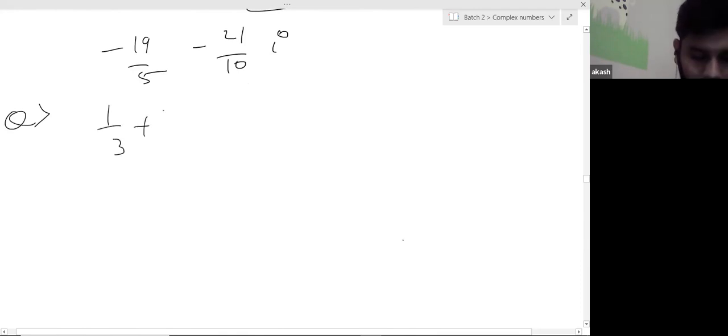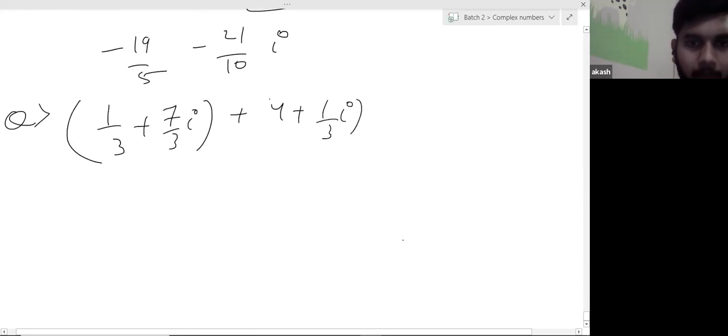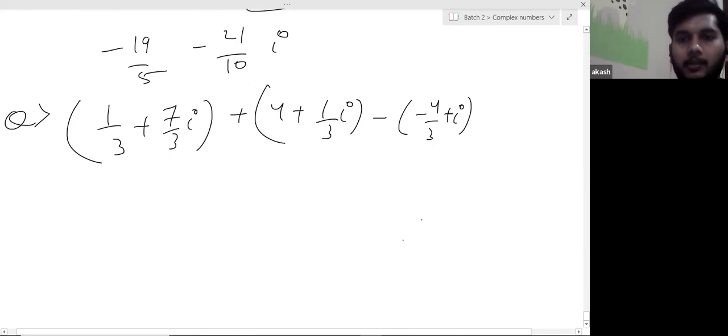1 upon 3 plus 7 upon 3i plus 4 upon 3i minus 4 by 3 plus i. Try to solve this. Okay, a plus ib form. Let's see.